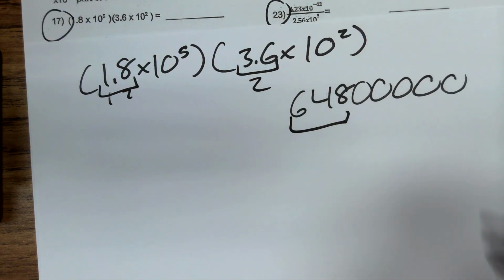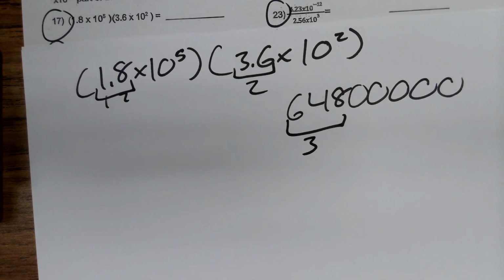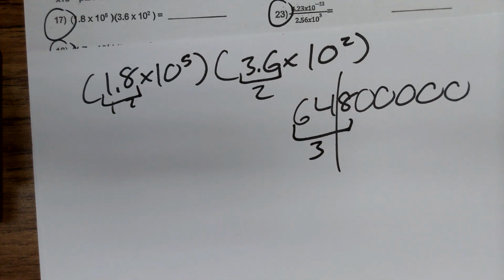How many sig figs do I have right now? 3. So I have to fix that, right? 6, 5. What am I going to do after that rounding bar? Yep.